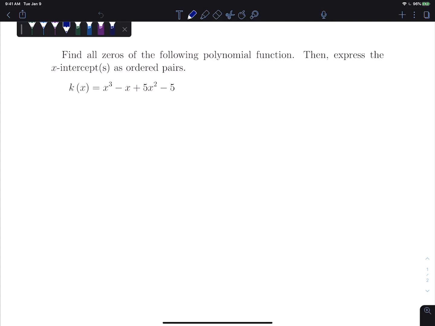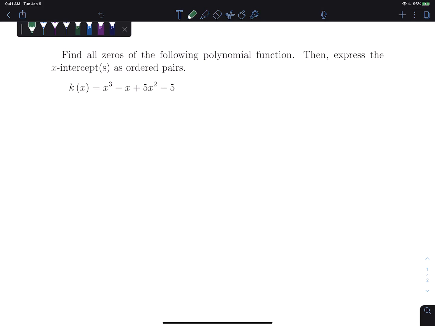Hello. In this video, we're going to find all zeros of the following polynomial function, and then we're going to express the x-intercepts as ordered pairs. Okay, so the function that we're going to factor is k of x is equal to x cubed minus x plus 5x squared minus 5.